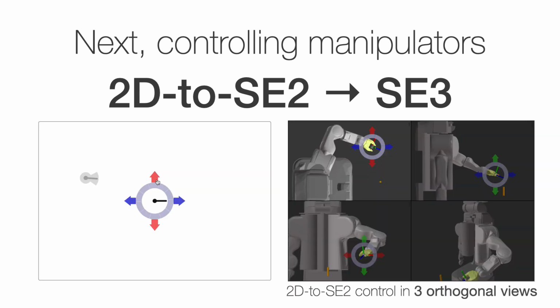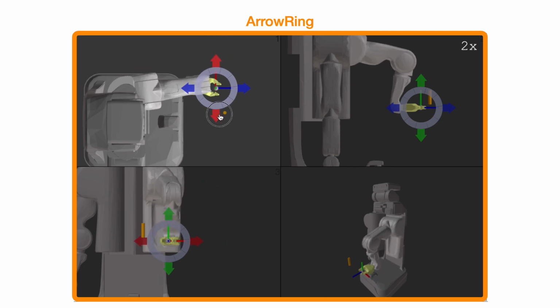We achieve that through an interface that displays the robot manipulator from three orthogonal views and allows the control of an end effector on a plane that is parallel to each of those views. Here is an example that uses the arrow ring controller.